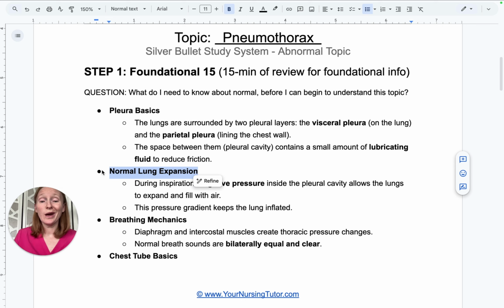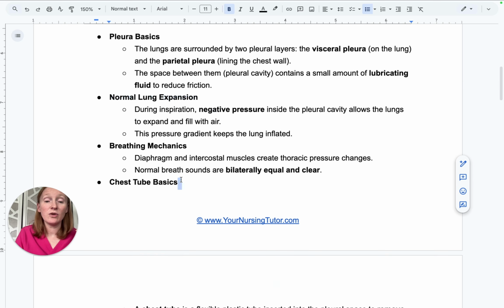The other thing we need to know is about normal lung expansion. Do you know how it is that we even breathe? When the diaphragm goes down, it pulls the pleural tissue wider. That makes more space inside the lungs so that they now feel empty and the air rushes in to fill the space. And then when the diaphragm pushes back up, it squeezes all that air back out, just like an accordion.